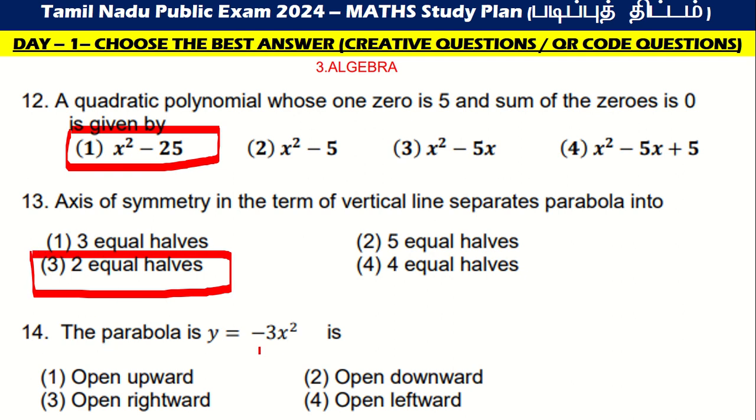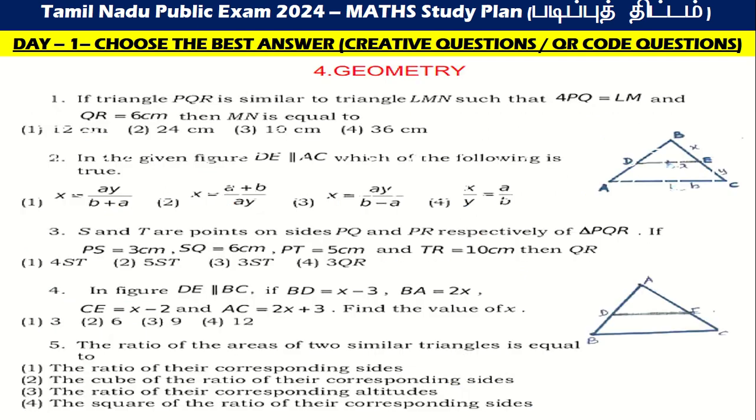Y is equal to 3 minus 3x square is open downward. Then goes to next one, geometry. That is geometry. The first question is, if a triangle PQR is similar to a triangle LMN such that 4PQ is equal to LM, then the answer is 24 centimeter.